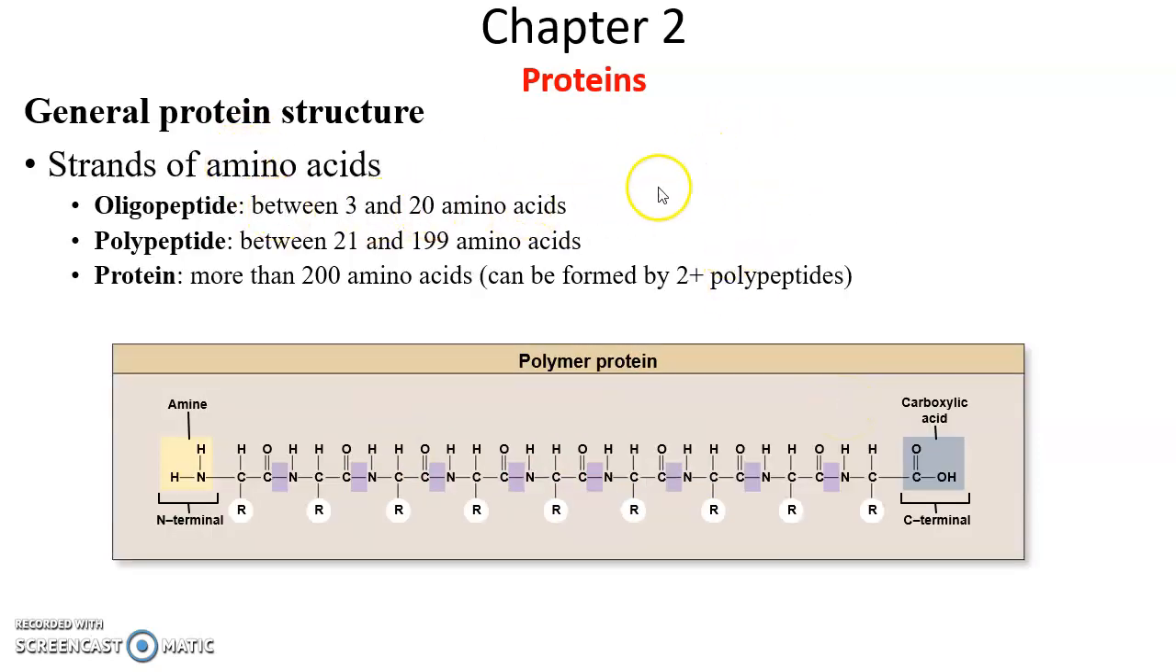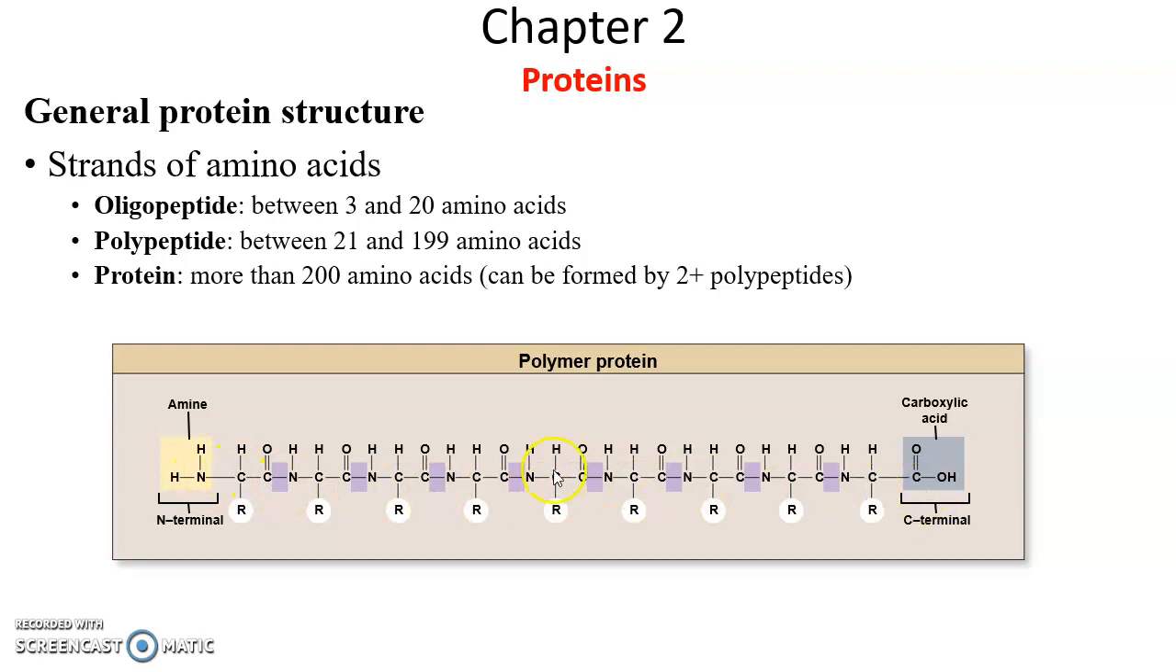If you have 3 to 20 amino acids, it's called an oligopeptide. If you have 21 to 199 amino acids, it's called a polypeptide. And if you have 200 or more amino acids, it's referred to as a protein. Some proteins are made up of 2 or more polypeptides. Some proteins are just an incredibly long chain of amino acids.